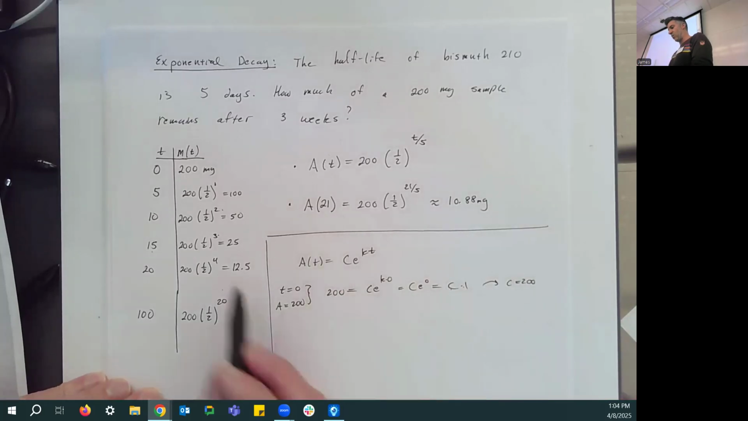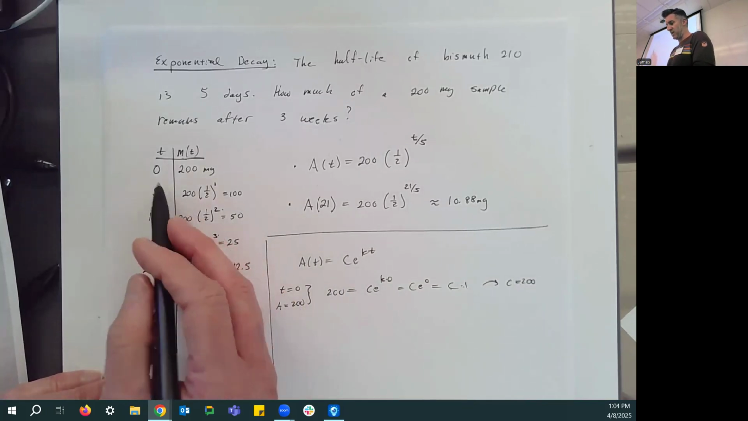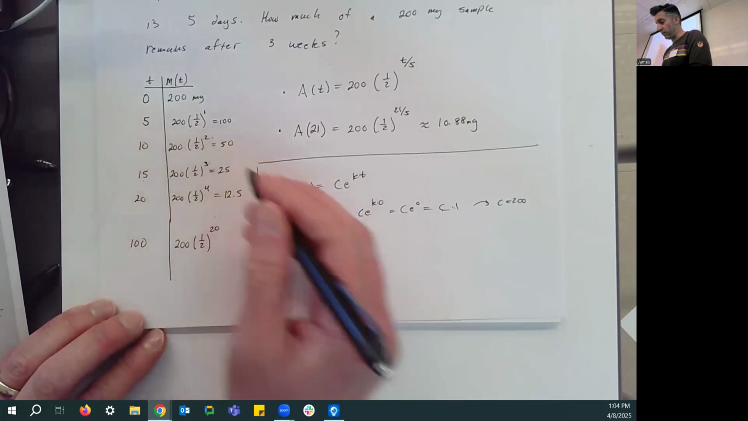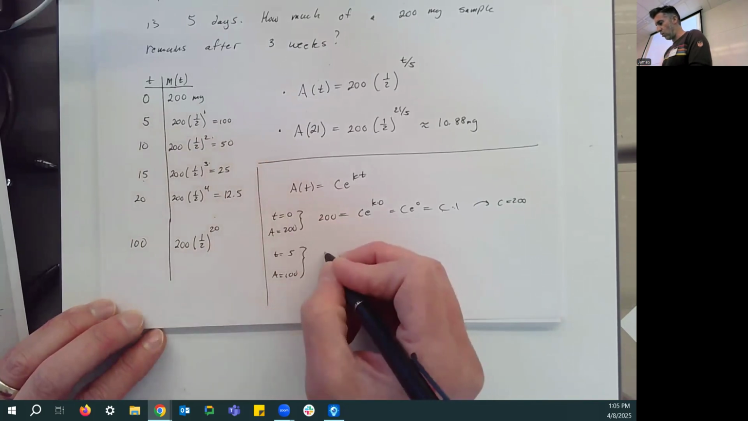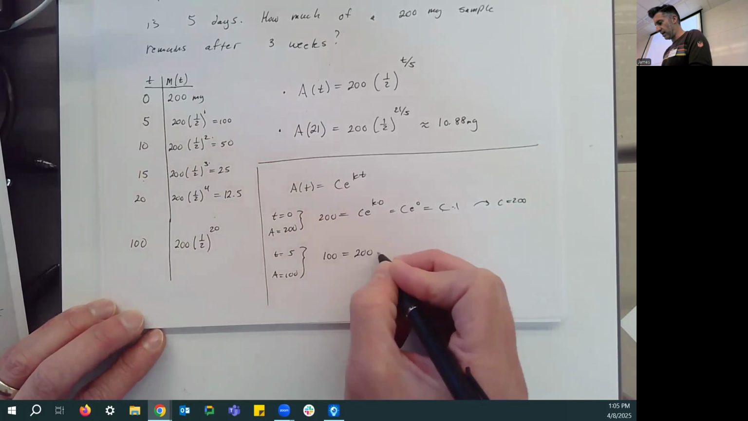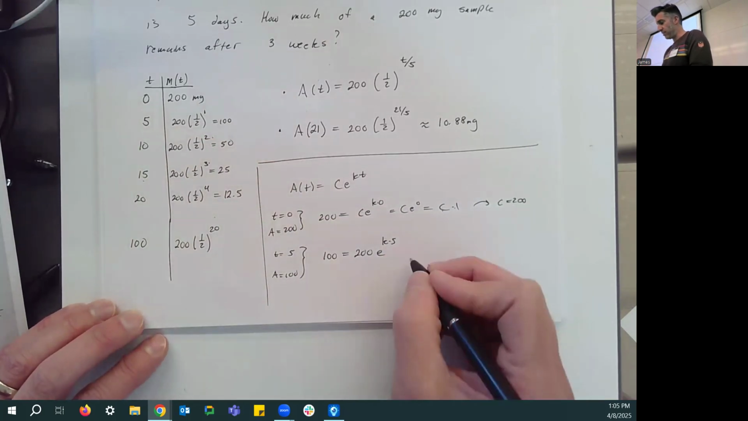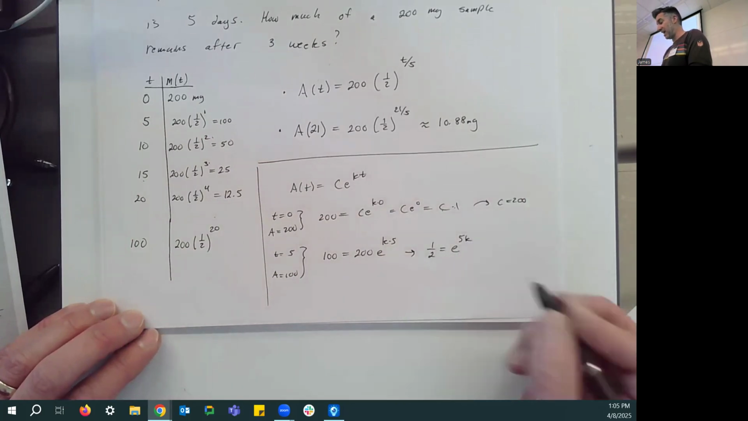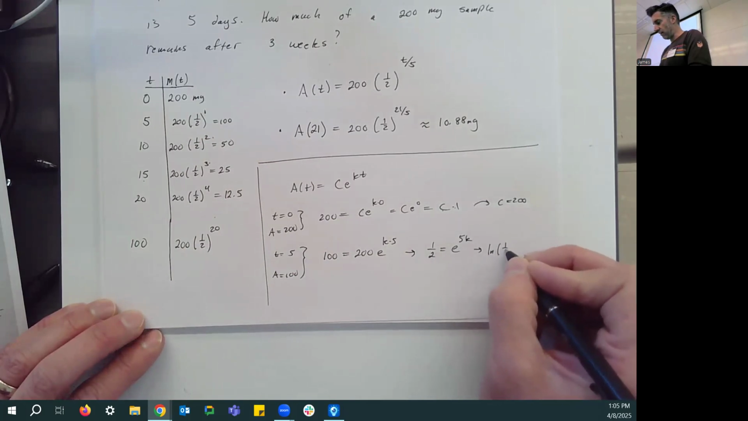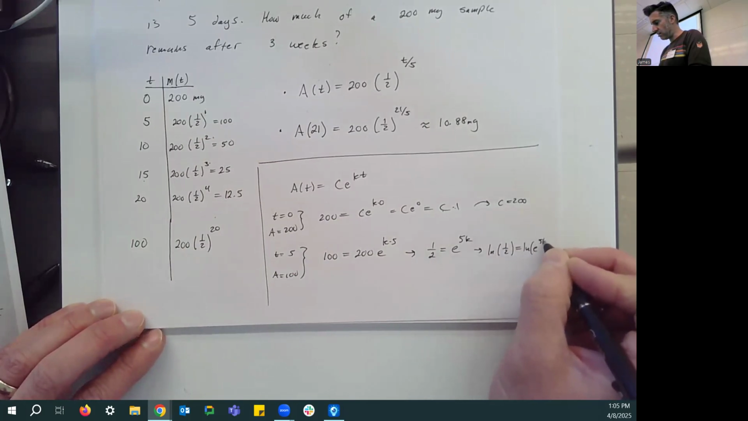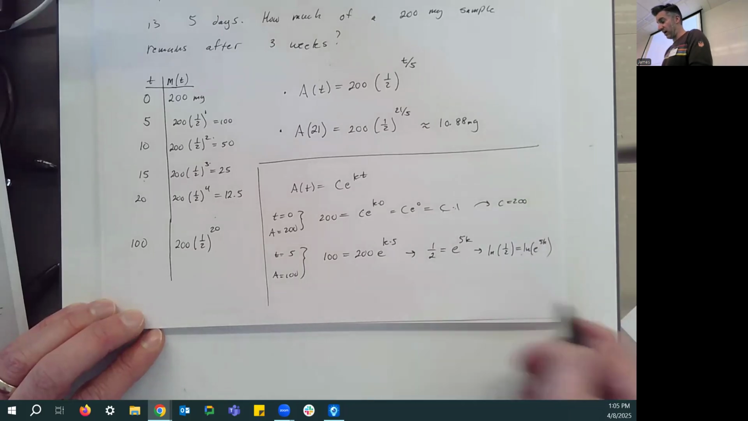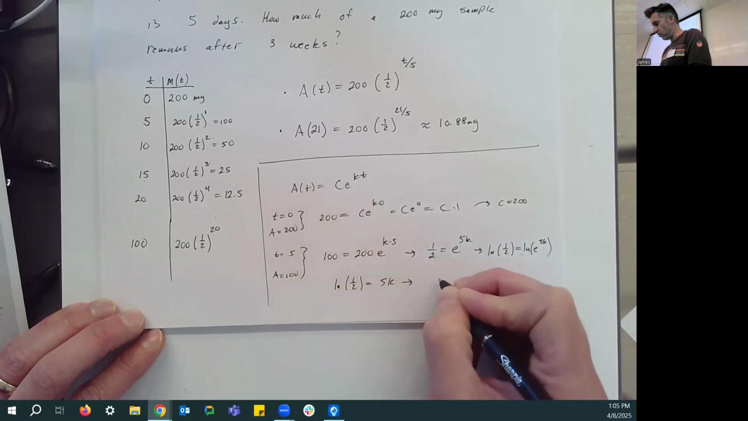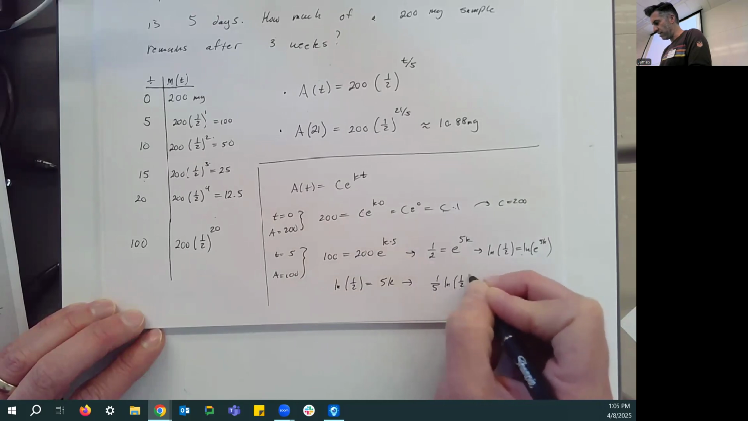To find the k value, you have to pick one of these other points. So if I was going to plug in, say, t equals 5 and A equals 100, I could get 100 equals 200 e to the k times 5, and then solve for k. Divide both sides by 200, so 1/2 equals e to the 5k. Take the natural log of both sides. The natural log of 1/2 equals the natural log of e to the 5k, which is just 5k. So the natural log of 1/2 equals 5 times k. And so then we get 1/5 times the natural log of 1/2 is equal to my k value.